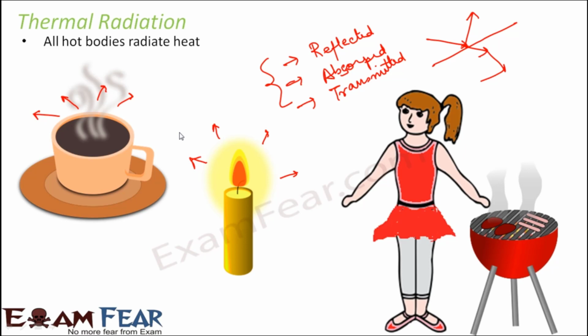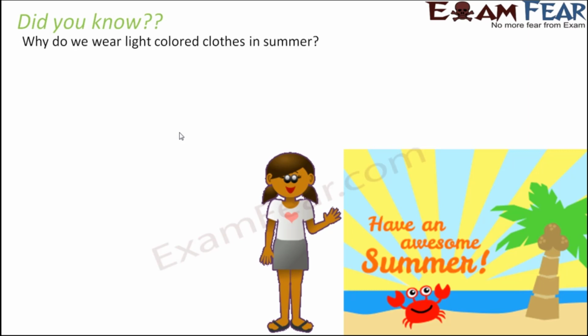All objects which are hot will radiate heat in the surroundings, and when this radiated heat falls on some other object, some part of it will get reflected, some part of it will get absorbed, some part will get transmitted. So that is how the concept of radiation works. Now if an object absorbs a large amount of heat, its temperature will increase and therefore it will tend to become hotter. Now have you ever wondered why we prefer to wear light colored clothes during summer?